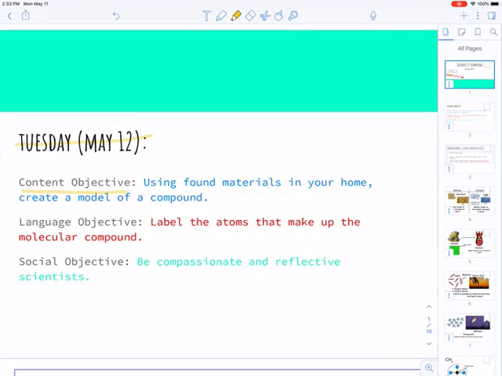Today, our content objective is to use found materials in your home to create a model of a compound. Our language objective is to label the atoms that make up the molecular compound, and our social objective is to be compassionate and reflective scientists.